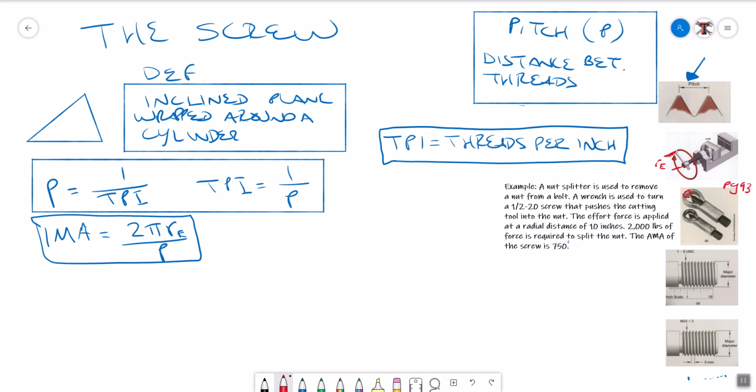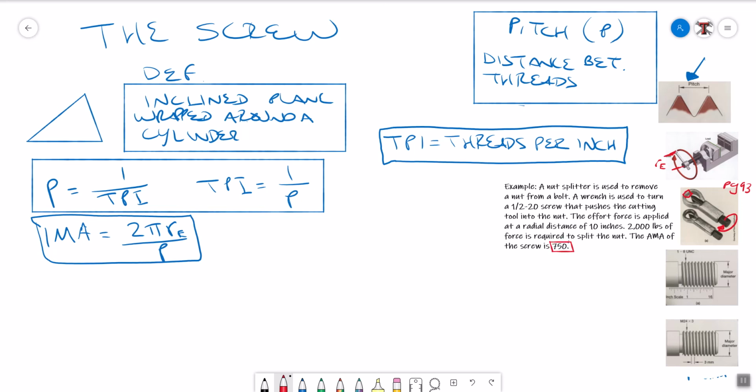Let's say you have a nut that is completely stuck, and you need to break it off of the bolt. It could be something that's been sitting outside for a long time, it's rusted, and whatever. So you use something called a nut splitter. You put this over it, and you turn this screw. That pushes this little part of the cutting tool into the nut and splits it. It does take a lot of force if you think about it. It's metal, and it's going to take quite a bit. But in this particular example, they're telling us that we have an AMA, an actual mechanical advantage, of 750.